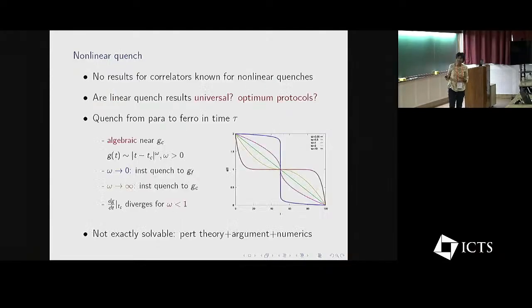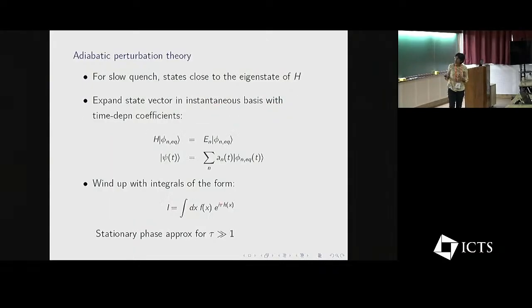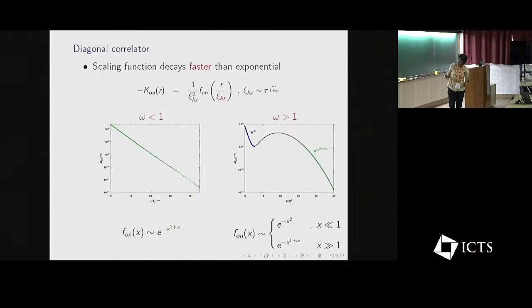And we are interested in asking what happens with other quenches. Are these results universal? So we took a quench which goes as a power law in the vicinity of the critical point. This is not exactly solvable, but we tried various things. One of the methods was simply adiabatic perturbation theory, the idea being that because the quench is slow, you're close to the eigenbasis of the instantaneous Hamiltonian, and you can expand your state vector as a linear combination of it. You wind up with integrals which you can solve using the standard saddle point methods. And I'll just give you the answers now.